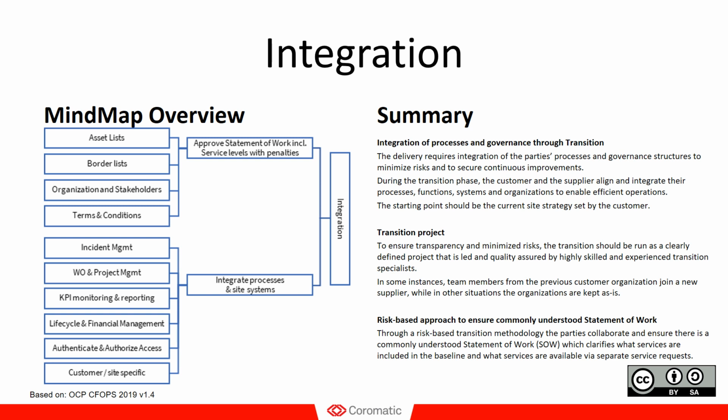The other outcome of this function is processes and site systems that are being integrated between the parties or stakeholders involved in this. So we have the SOW with SLA, and we have processes and site systems being integrated. That's the overall part, what we want to achieve. But how do we do that then? Well, that requires a transition phase.